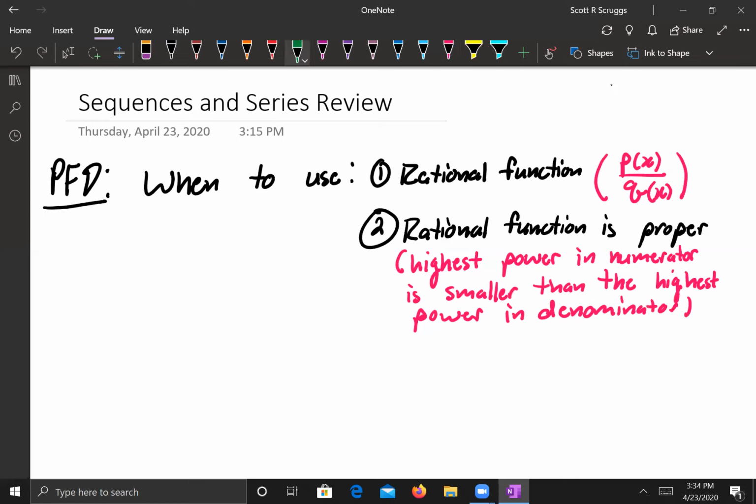One example of a proper rational function would be x plus 2 divided by x squared plus 2x plus 1. I would consider that a proper rational function because the highest power in the denominator is 2, since I have a quadratic in the denominator. Because my numerator is linear, the highest power in the numerator is 1.